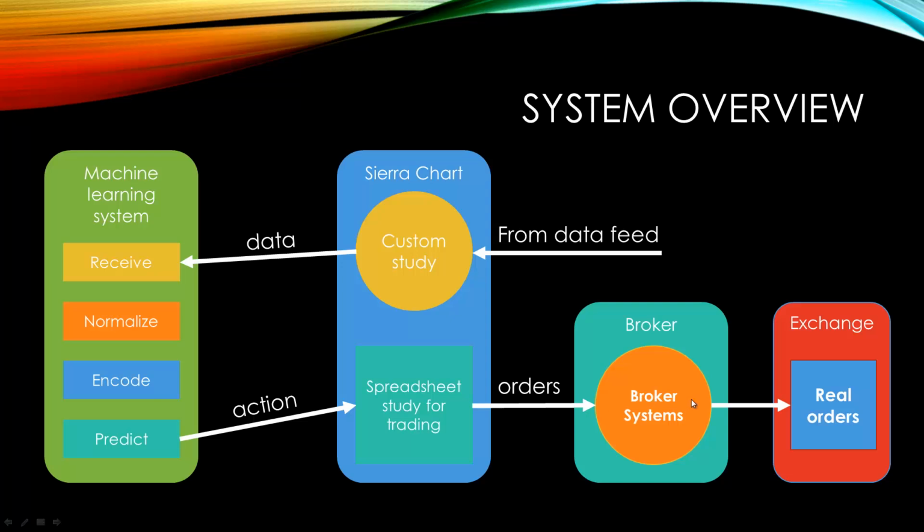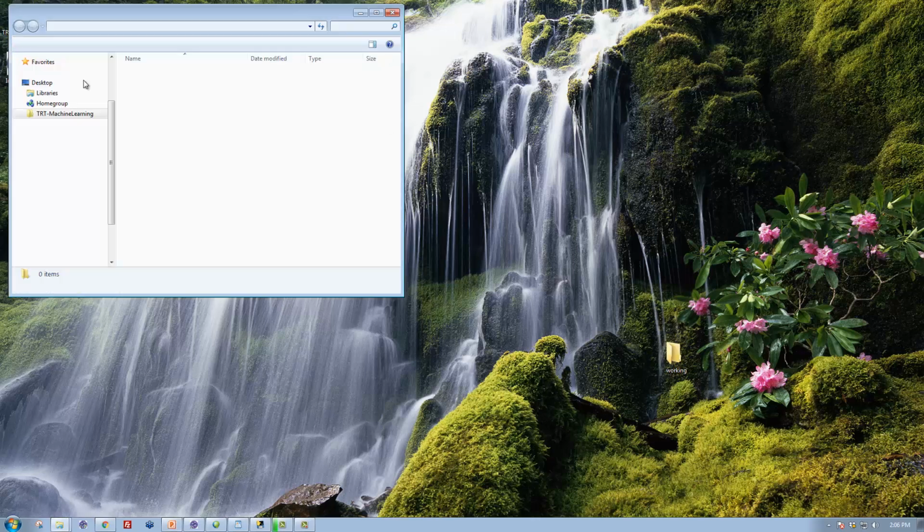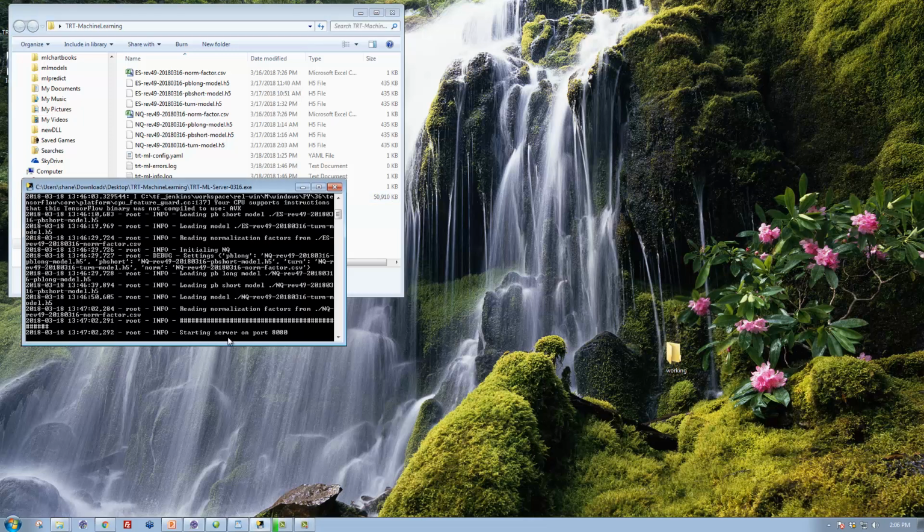All right. So to do that, as you get started in the morning, you're going to go to your machine learning folder that you installed earlier, and you're going to find the executable for the server, and you're just going to double click on it. All right, and then it will start up. Once it's started up, it's going to look like this, starting server on port 8080. Okay, and that's ready to go.